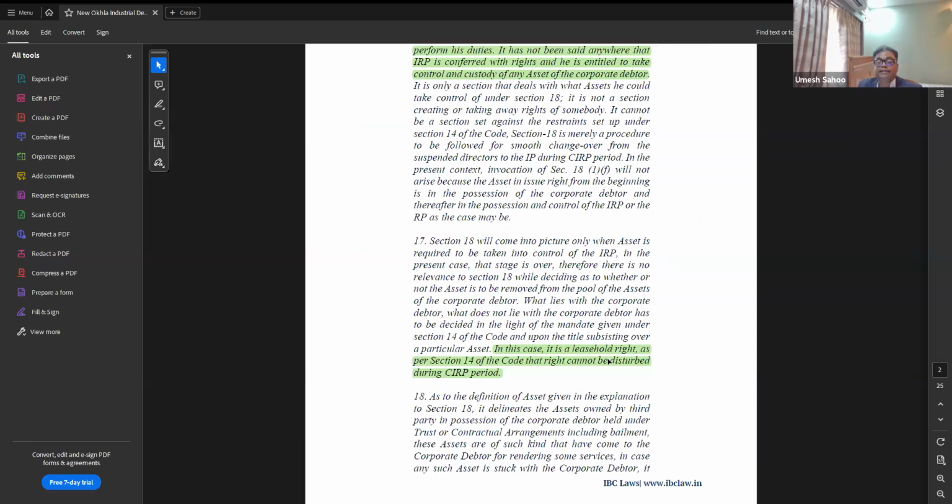Okay, in this case it is a leasehold right, and as per Section 14 of the Code, that right cannot be disturbed during the CIRP period. Leasehold right property, sir. Property title deed and leasehold right: someone is enjoying a title deed, the title of the property, and someone is enjoying a leasehold property. That is a fundamental difference.